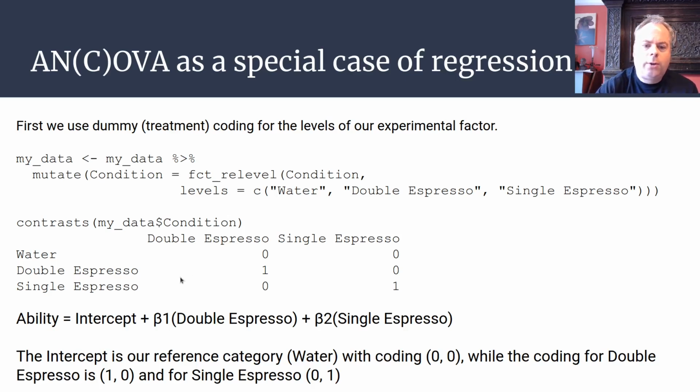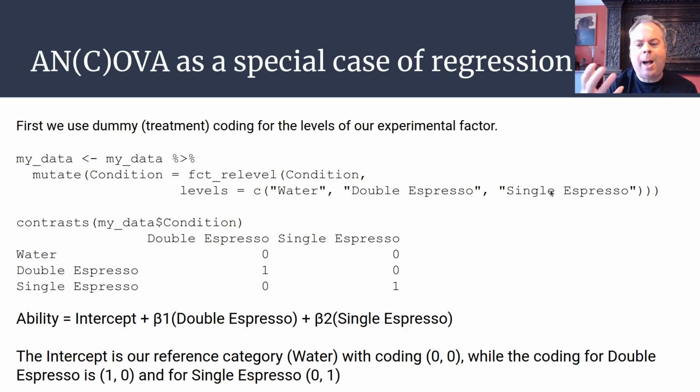So we're going to just code the levels of our factor so that water becomes our default or reference level, which will mean when we build our linear model that the intercept of the line that we're building is going to correspond to the mean of our water group. So we're going to use the mutate function to simply factor re-level our condition variable so that water becomes the first level of that factor, then double espresso, and then single espresso.